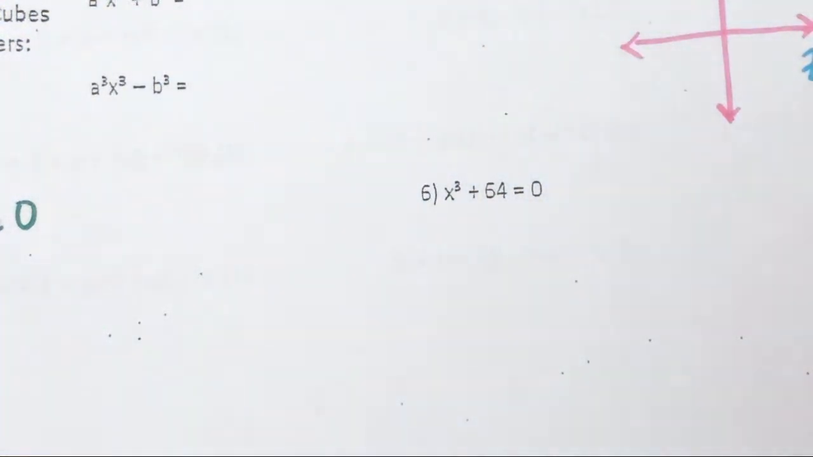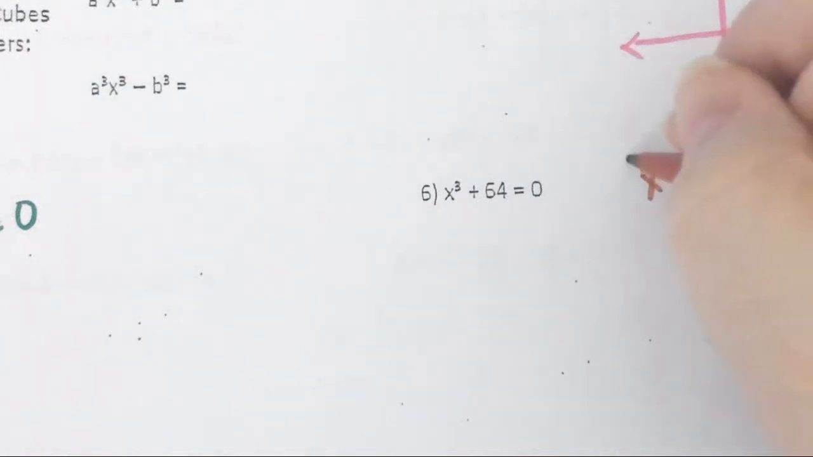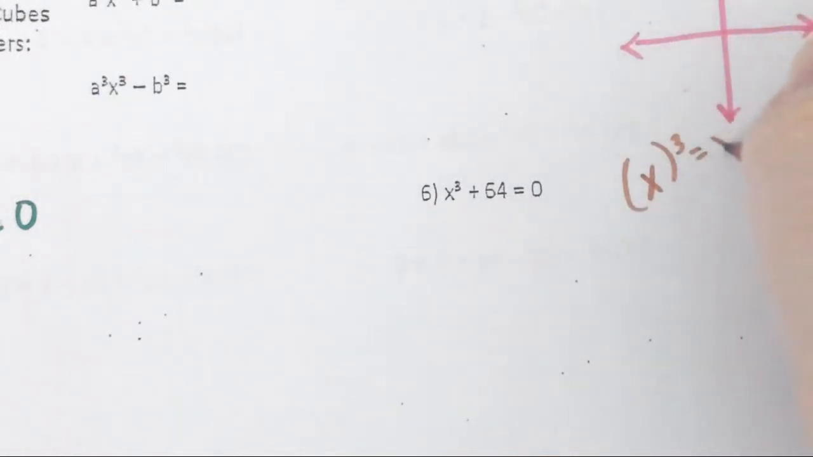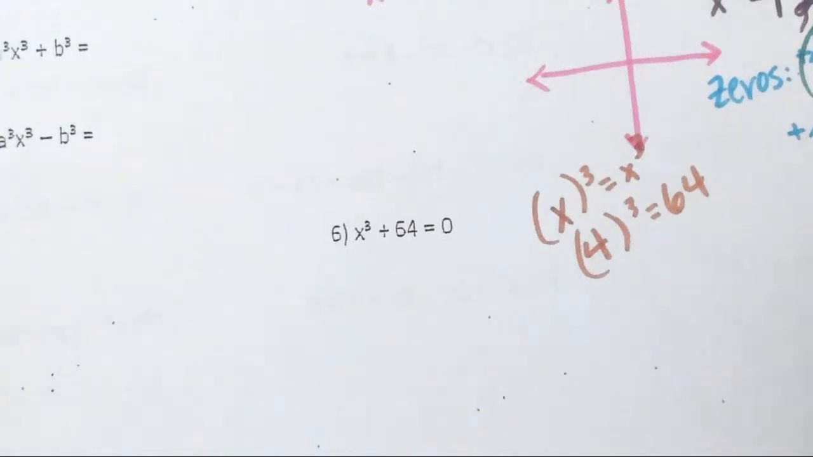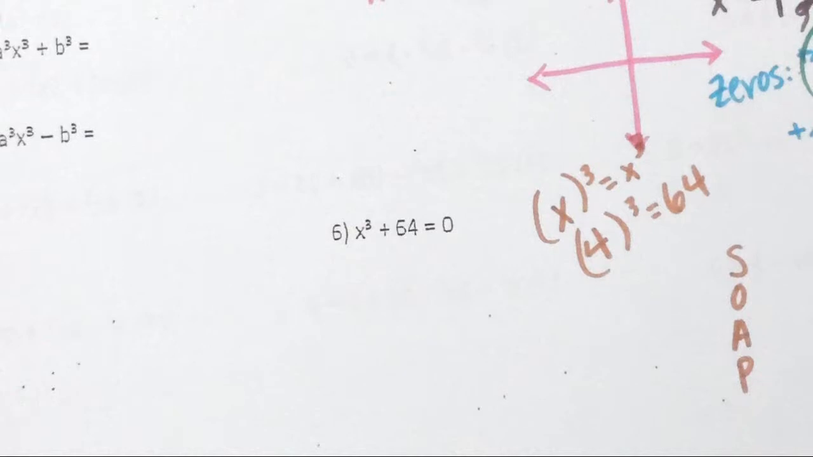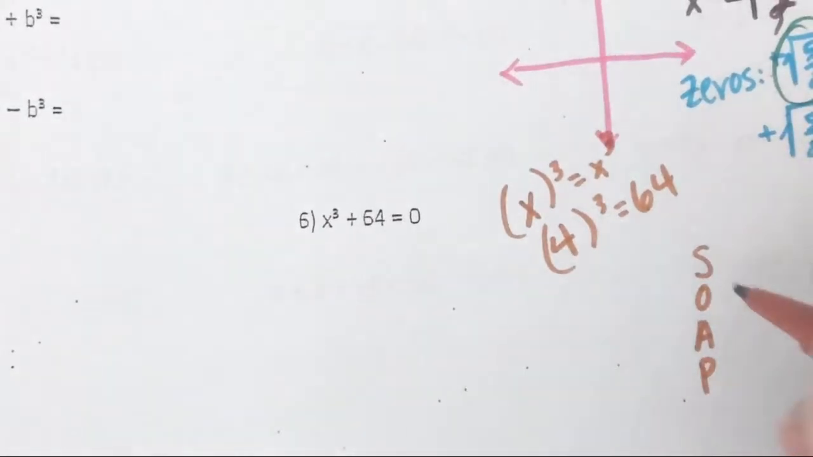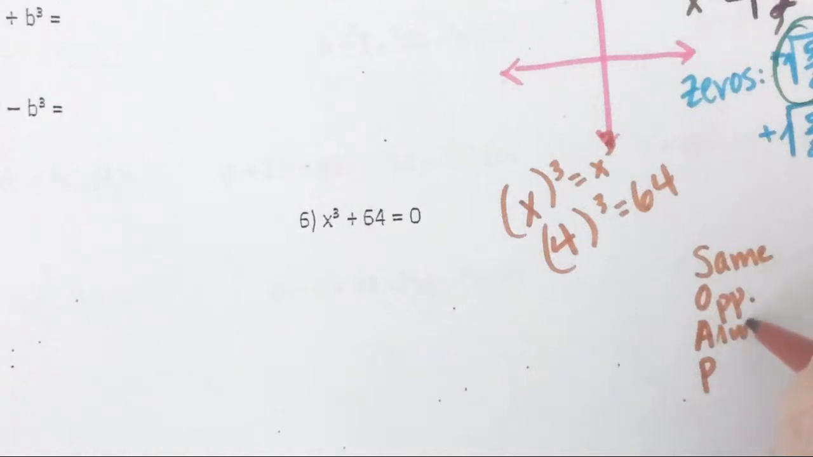Maybe you won't. What cubed is 64? Thank you. There's an acronym that's supposed to help us with someone. Yes, you can have your point. It's supposed to help us with sum and difference of cubes, and that was SOAP. Remember, it was the same sign, the opposite sign, and then always positive.